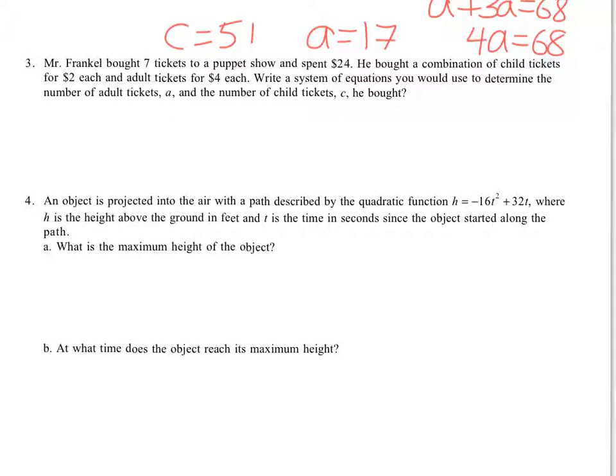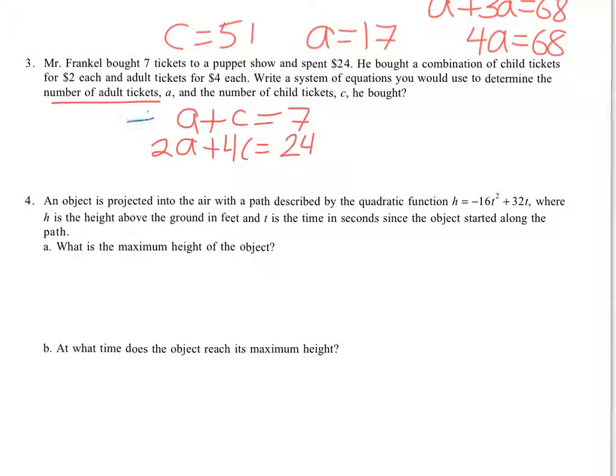For number 3, we got tickets to a puppet show, combination of child tickets and adult tickets, using A and C for numbers of tickets. This seems to be a repetitive pattern here. We know that A plus C, that's the total number of tickets, is equal to 7. We also have a cost equation, so that's 2 per adult and 4 per child is equal to $24. This is a great one for elimination.